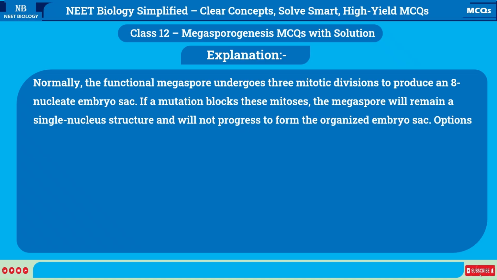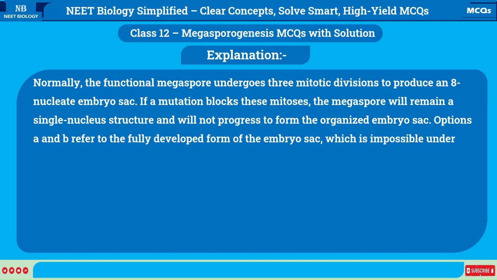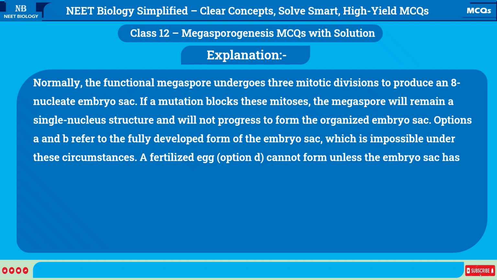the organized embryo sac. Options A and B refer to the fully developed form of the embryo sac, which is impossible under these circumstances. A fertilized egg, option D, cannot form unless the embryo sac has been completed, so the only observable feature would be a single nucleus megaspore.